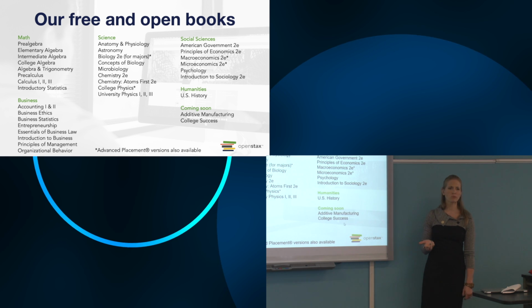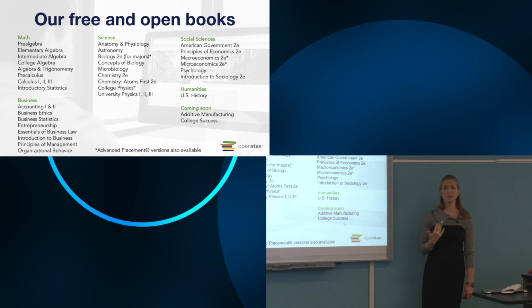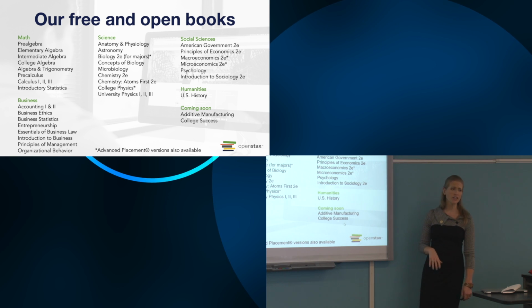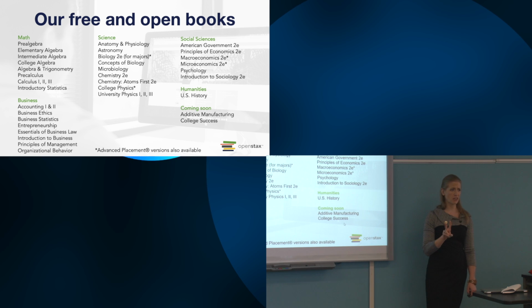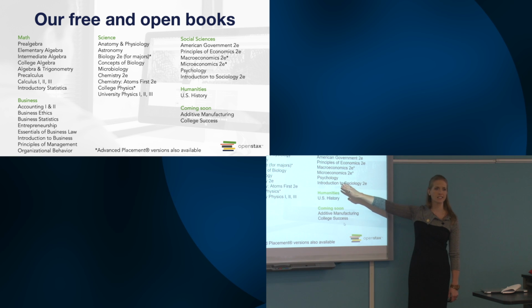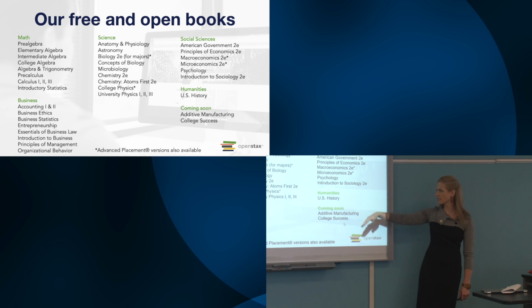So the next question people always ask me is, how are you choosing the textbooks that you're choosing to publish? A lot of criteria go into that, but there are two main criteria. Number one, how many students are taking the course nationwide? For example, there are 1 million students a year taking US history in the United States. There are 1 million students a year taking psychology, so high enrollment courses.